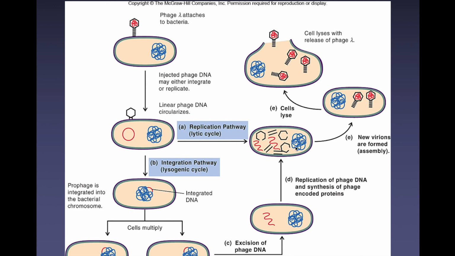So this is the lytic cycle, where we have, again, steps 3, 4, 5, and 6: replication of phage DNA, synthesis of phage proteins, spontaneous assembly of new virion particles, maturation, and then release through lysis, right? And so then this process can begin again.